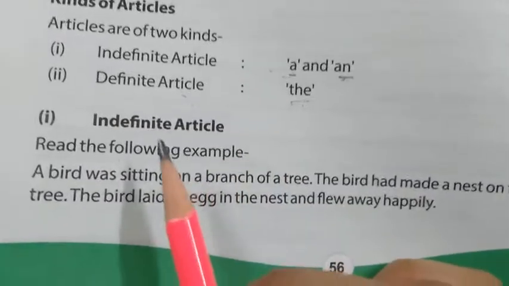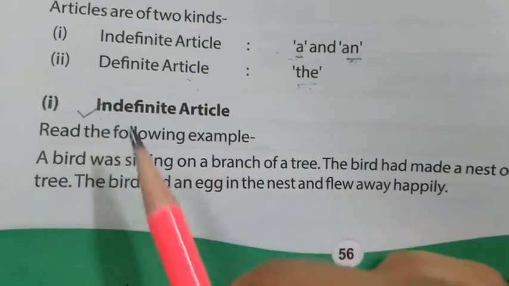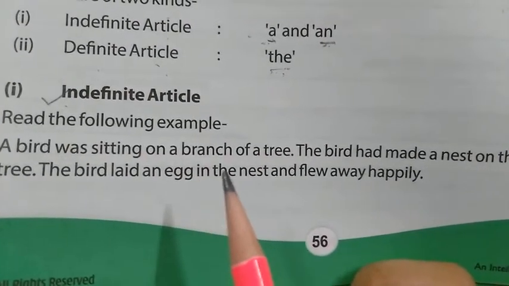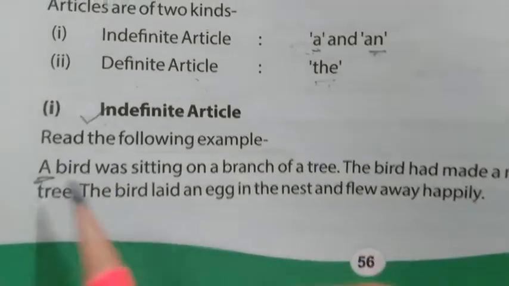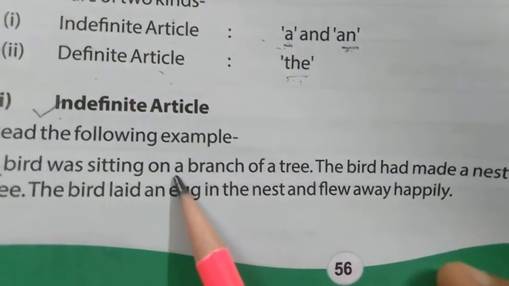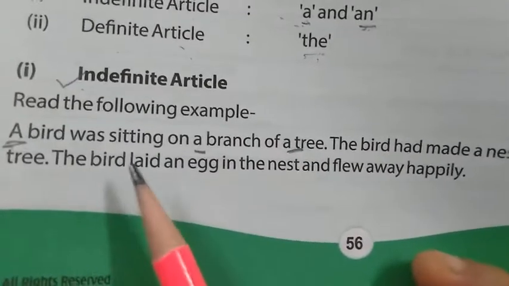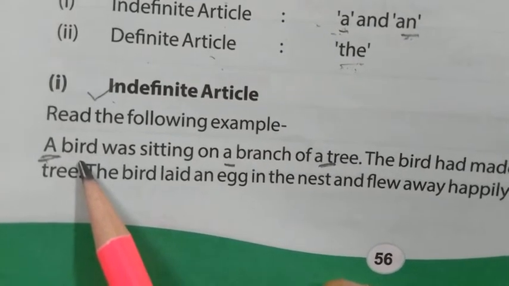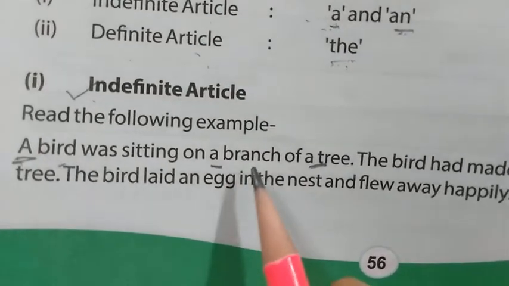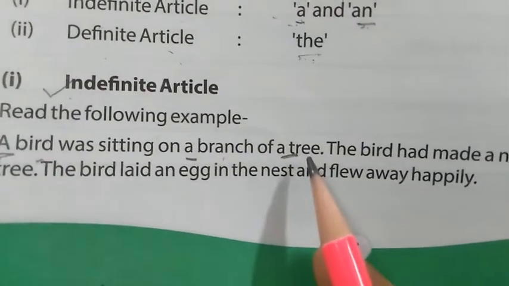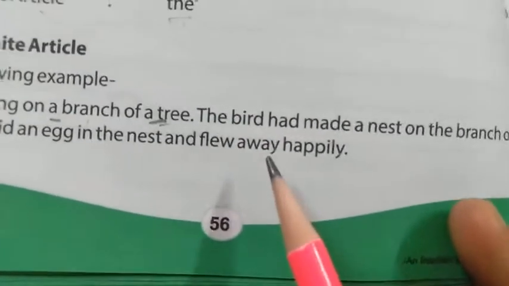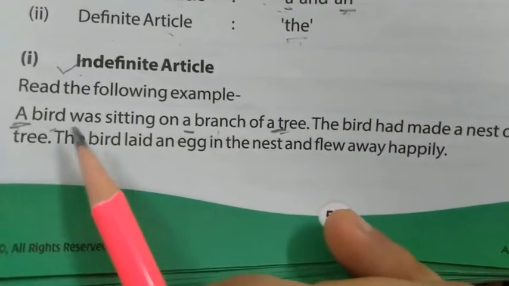Okay, now let's first go through indefinite article. Now read the following example. A bird was sitting on a branch of a tree. Now here we have a, then here a, and here a. We are not sure about which bird we are talking about here, which branch it is, and which tree this branch belongs to.